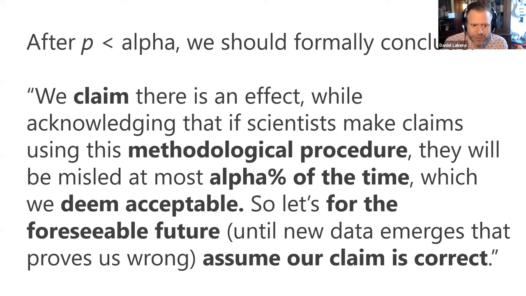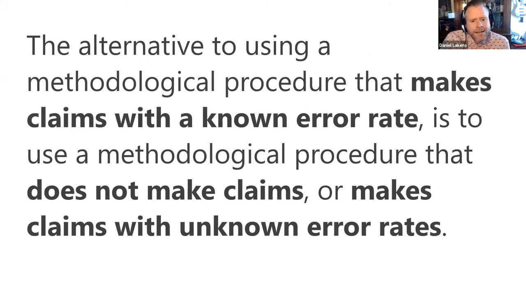So let's, for the foreseeable future, this is still the claim we're making. Let's, for the foreseeable future, until new data emerges that might prove us wrong, assume that our claim is correct. So this is a very long sentence. We often don't really treat it like this, but this is sort of what you get if you use this methodological procedure. So what are the alternatives if we don't want to use p-values?